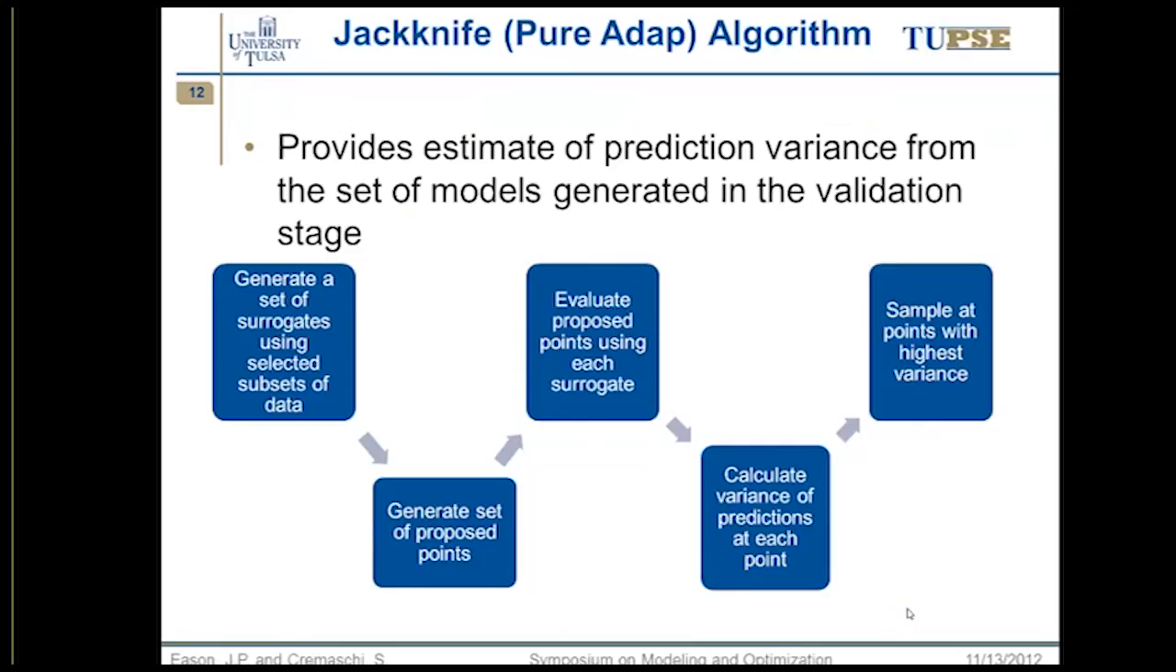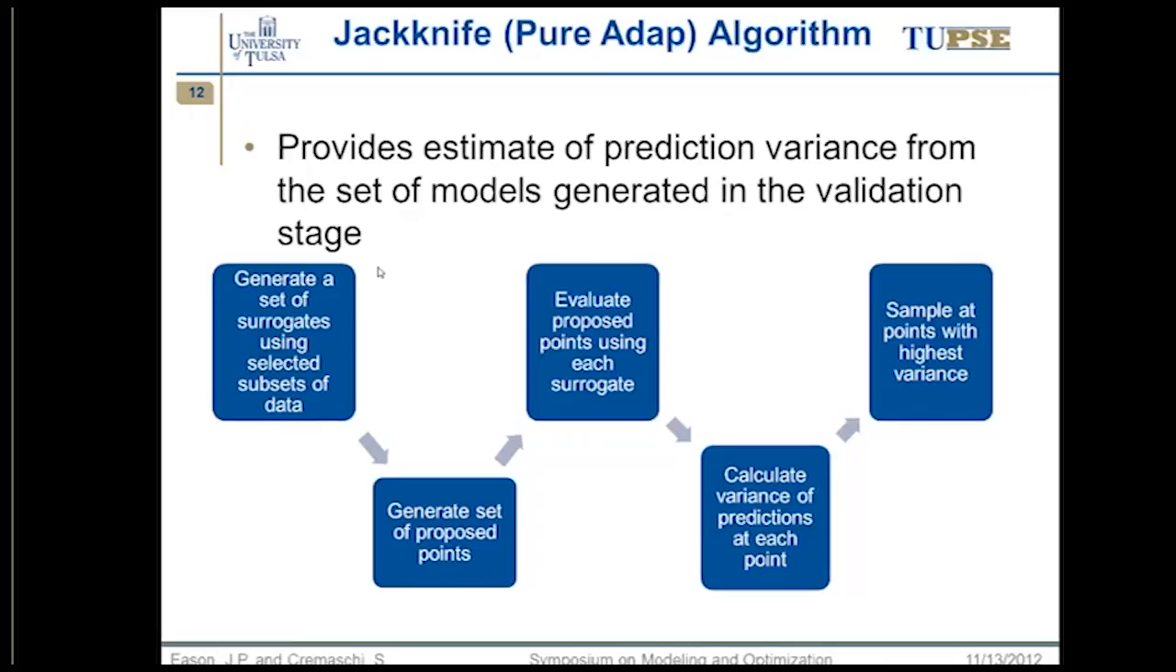The jackknifing approach is, again, a method of estimating the prediction variance from a set of models that we generate in the validation stage. So we begin by generating a set of surrogates using selected subsets of our data. So just leaving some data out each time, we fit the function over and over again.